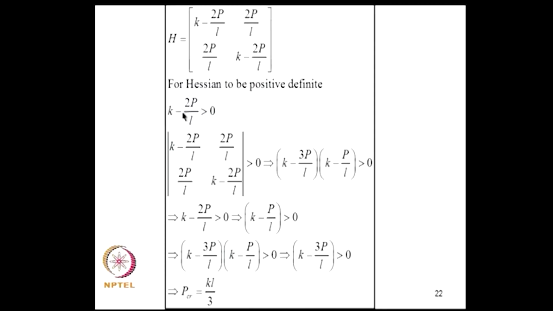Now, if k minus 2p by L is greater than 0, it automatically implies that k minus p by L will be greater than 0, and hence this condition in conjunction with this really translates to this condition: k minus 3p by L must be greater than 0. So, we get from this p critical to be kL by 3.